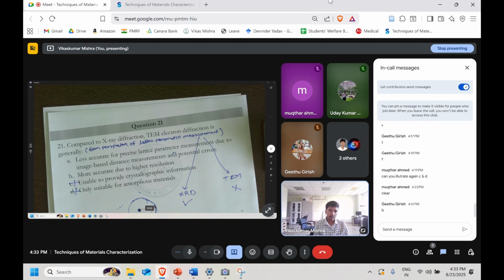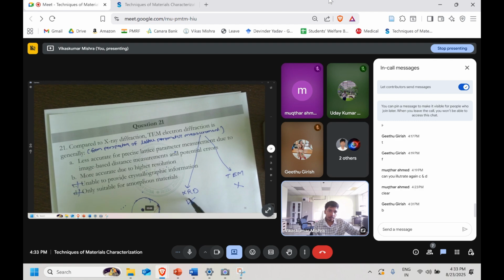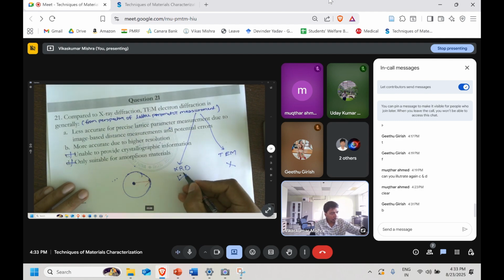It is an image-based approach, so the precise lattice parameter will not be obtained. Error will be associated with that, while XRD is not an image-based approach. So that's how you should use the XRD.